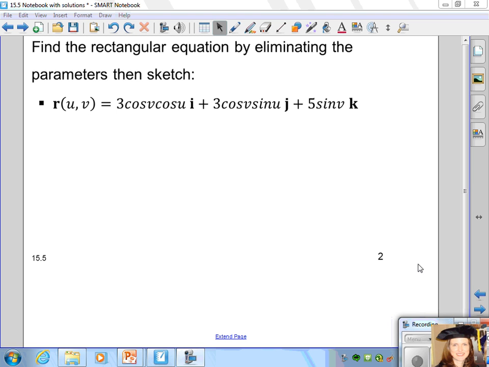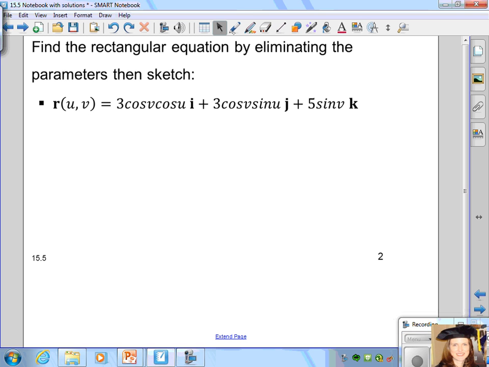In this example, we want to find the rectangular equation by eliminating the parameters and then sketch. Here we have a parametric surface, r in terms of u and v equals 3 cosine v cosine u i plus 3 cosine v sine u j plus 5 sine v k. We do want to eliminate the parameters u and v and come up with the resulting rectangular equation that uses only x, y, and z.